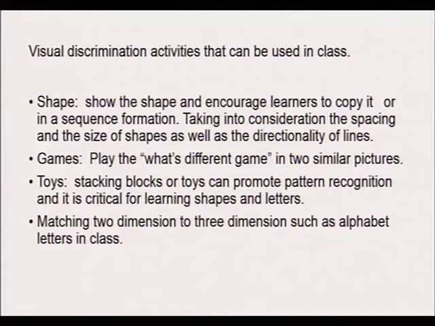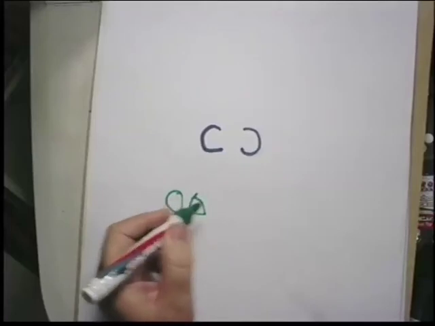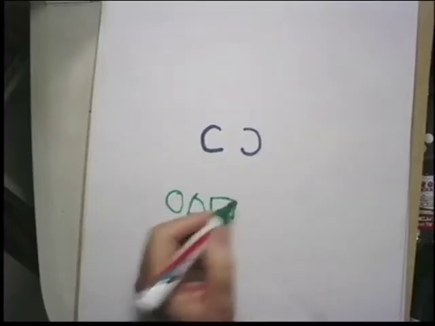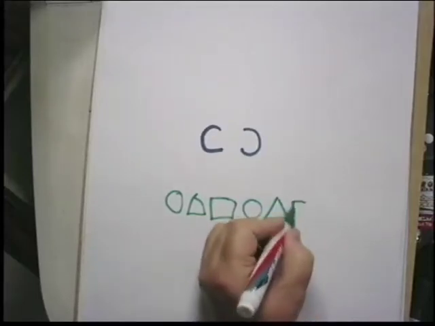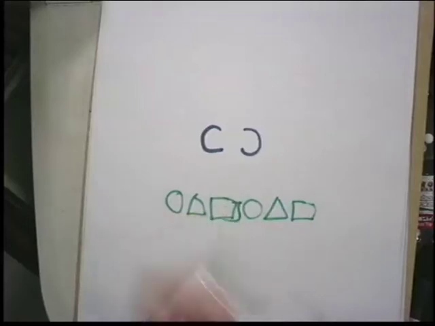Now let's look at visual discrimination activities, activities that you give a child to do and that he can enhance or practice the skill of visual discrimination. For instance, if you use shapes, you show the shape and encourage the learner to copy it or in a sequence formation. I can quickly just explain again. A circle, a triangle, a rectangle, and then you must be able to do that same format again. Circle, triangle, rectangle. Okay.